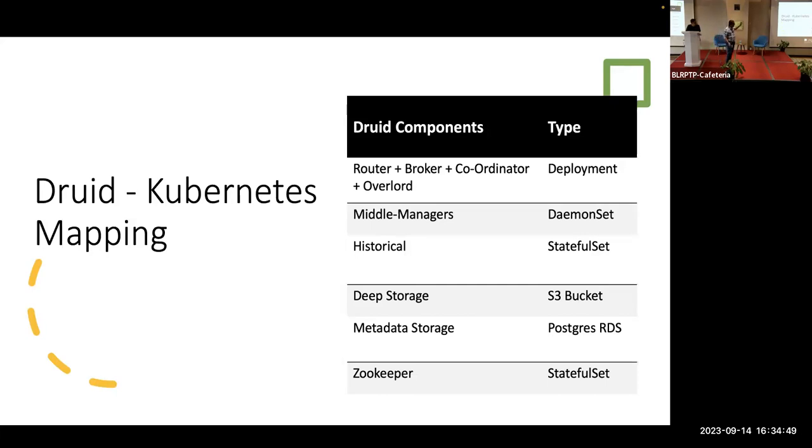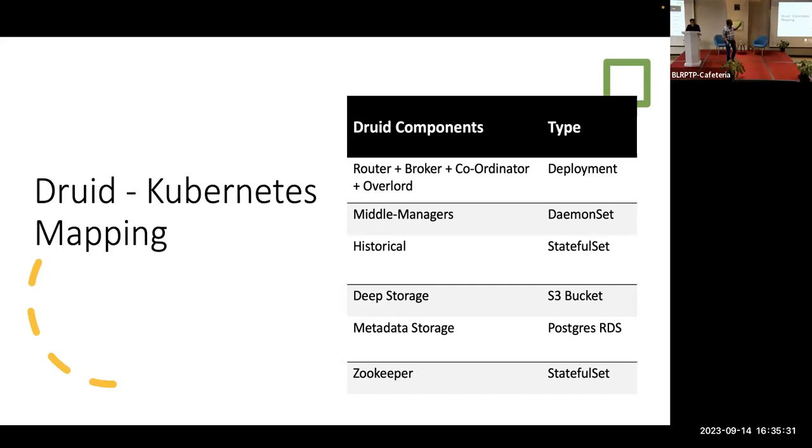The first set, the router, broker, coordinator, and overlord, are the stateless components. We are deploying them as a deployment, because we just need those components to be up and running to manage the Druid workflow on Kubernetes. Now the middle manager and the historicals are the two components where you actually require persistent storage. For our use case, for the middle manager we are using a daemon set with persistent storage attached to it, and for historicals we are using a proper stateful set with persistent storage attached to it.